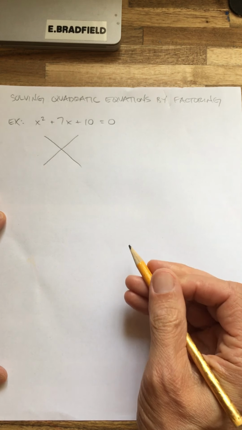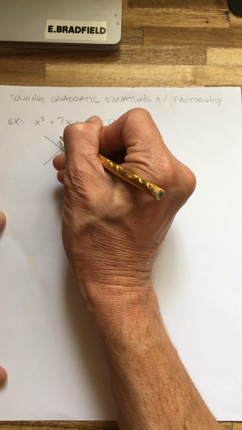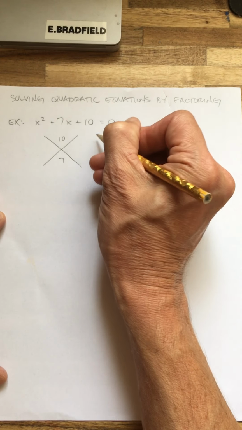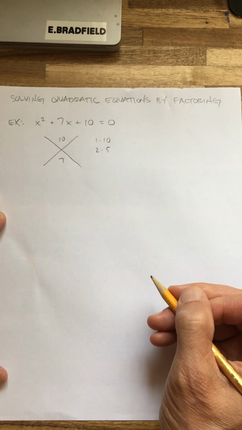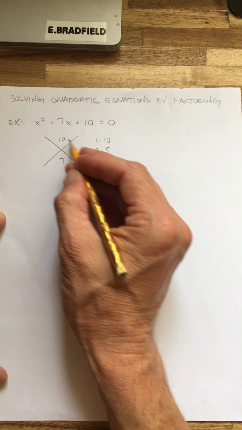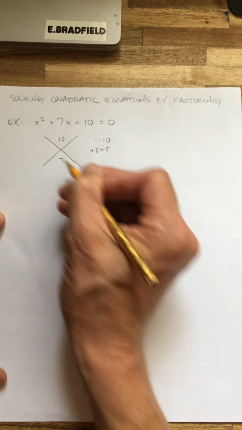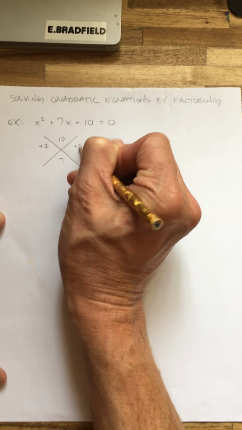What goes here? A times c, 1 times 10. That's 10. What goes here? B. That's 7. I need factors of 10: 1 times 10 and 2 times 5. It looks like 2 times 5 gives me 10, but also adds to 7 if you put plus 2 and plus 5. So plus 2 goes here and plus 5 goes here.